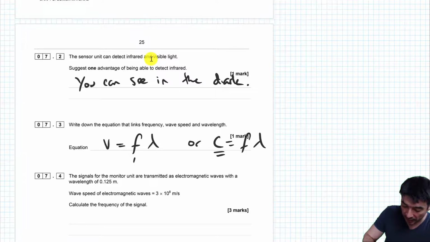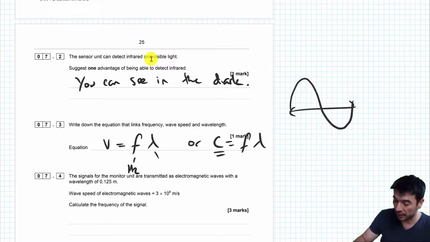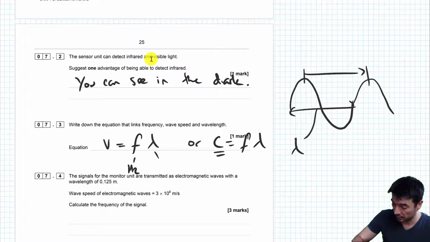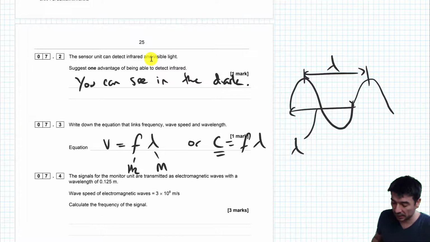F is frequency in hertz. Lambda is the length of a wave. That could be from any two identical points on a wave, but usually we just show it like this. So it could have been measured from there to there. It would have been the same length, right? So that would be the wavelength in meters.